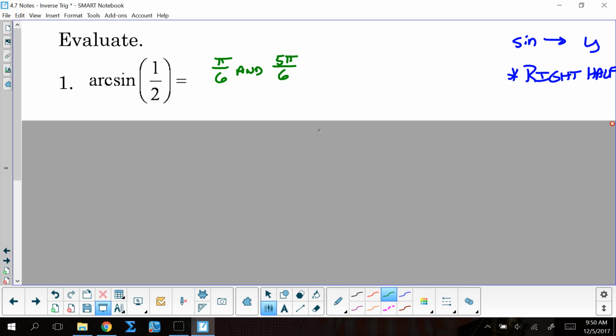So if this were just what's the sine at pi over 6 or what's the sine at 5 pi over 6, in both of those questions you would give me 1/2, right? Which one of those two is on the right half of the circle? Pi over 6. So my answer here is just pi over 6. Because 5 pi over 6 is on the left half of the circle.